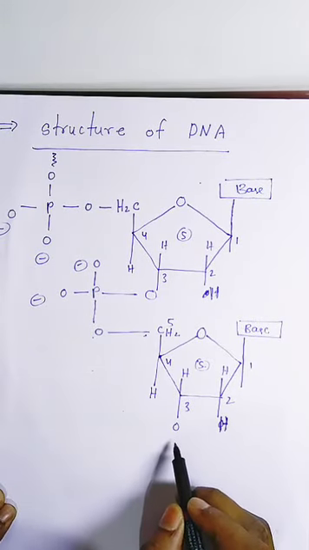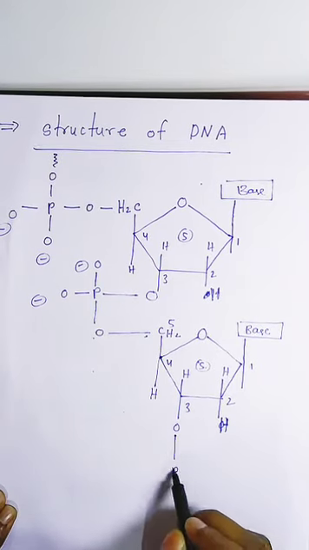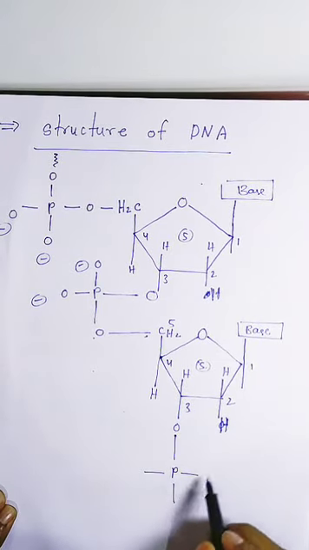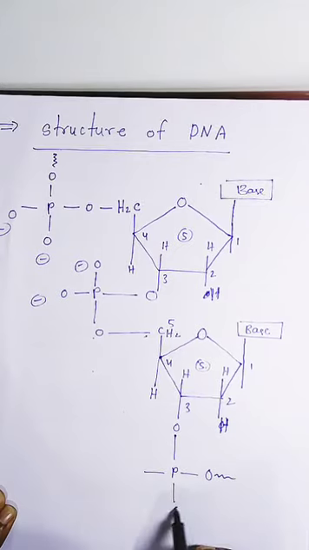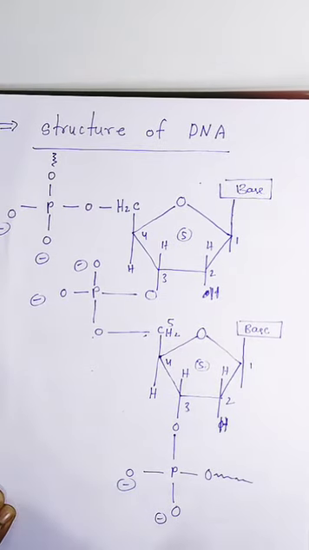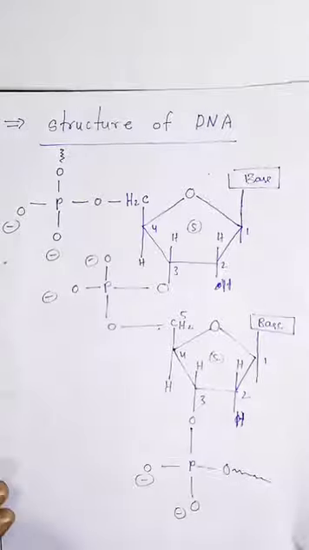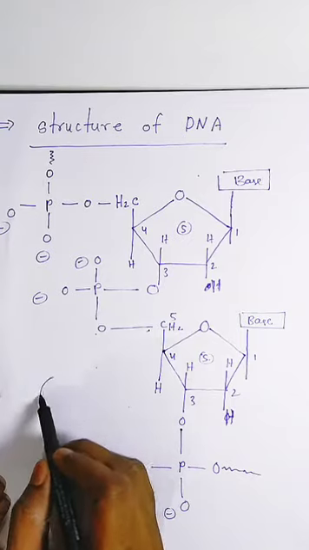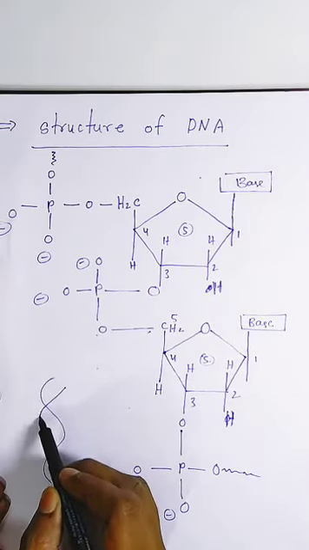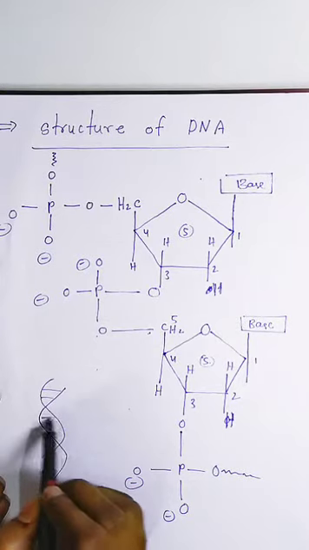Now again it is attached to the second molecules. And so on. This way it will attach, this is the structure of DNA. Now DNA, students, it is what? Double helical structure. It is a double helical structure like this. Here I have drawn only one strand. So this is the double helical structure.